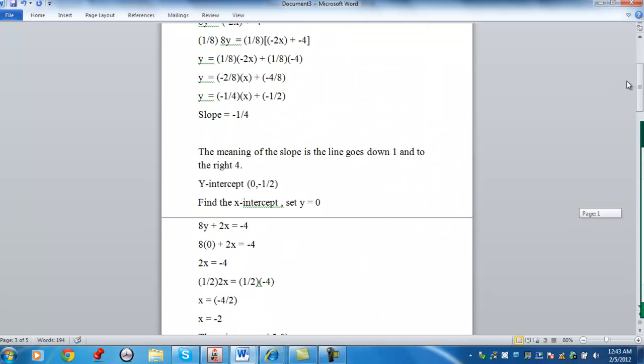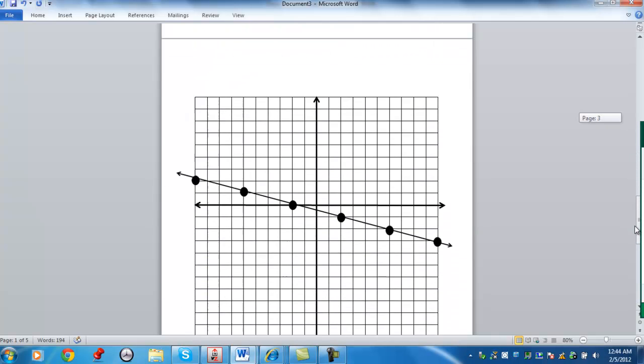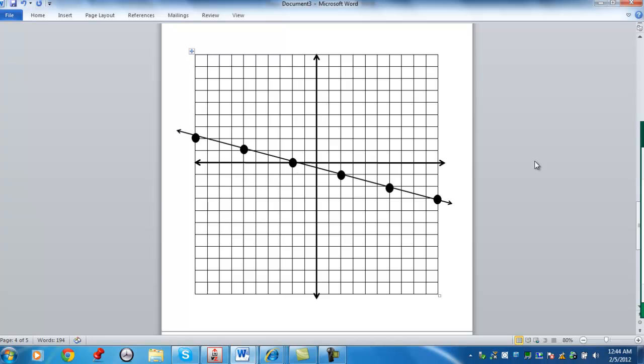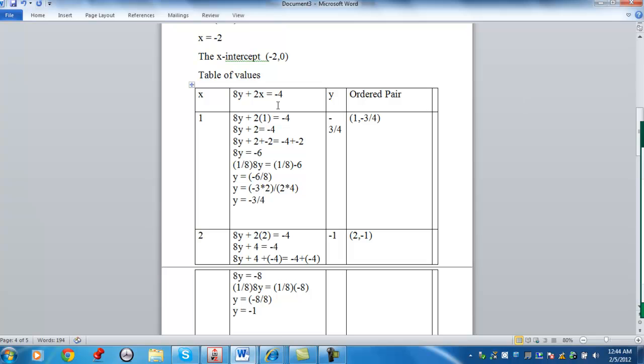Okay, so you can find the slope and y-intercept. You can find the x-intercept by setting y equal to 0. Substitute it into the equation, solve for x. You got the x-intercept. And the x-intercept in this case was (-2, 0). You could create a table of values, picking values, say for x, and then solving for y. Like we picked x equals 1, substitute in the equation, solve for y. So (1, -3/4).